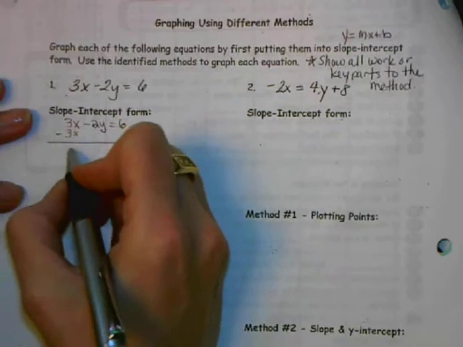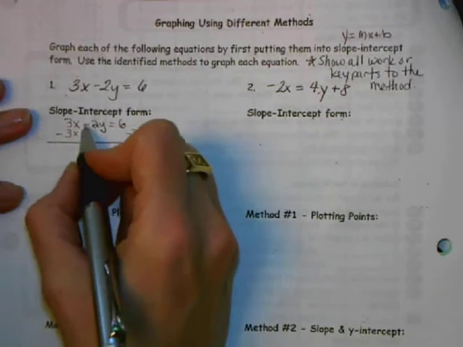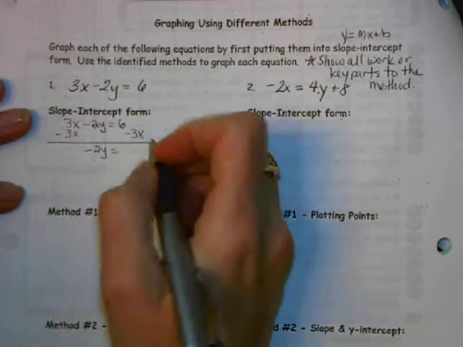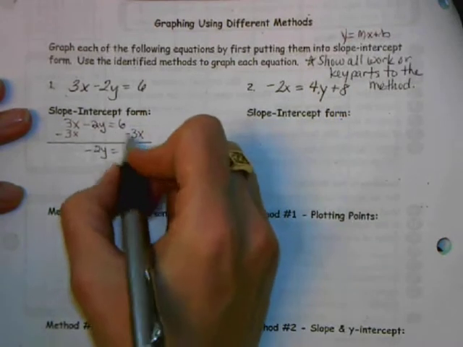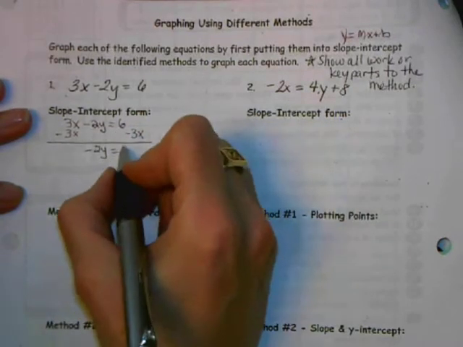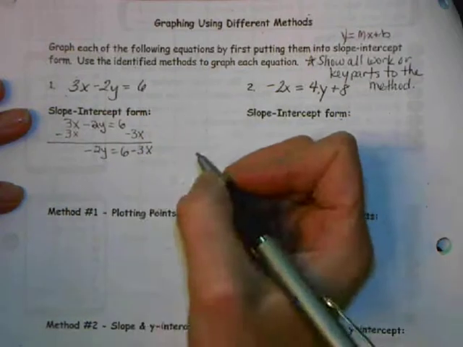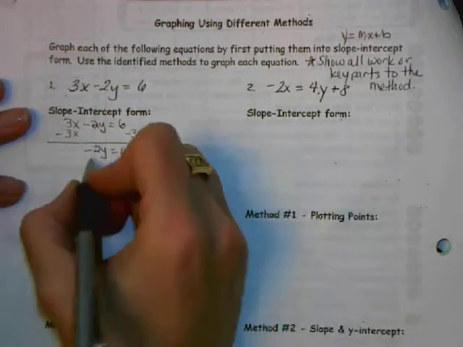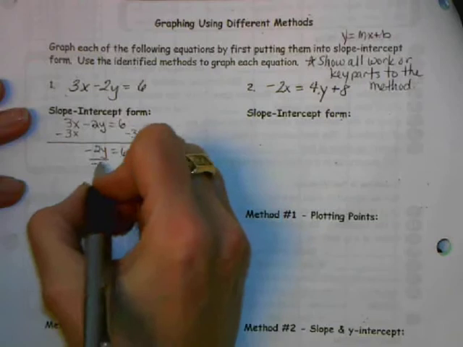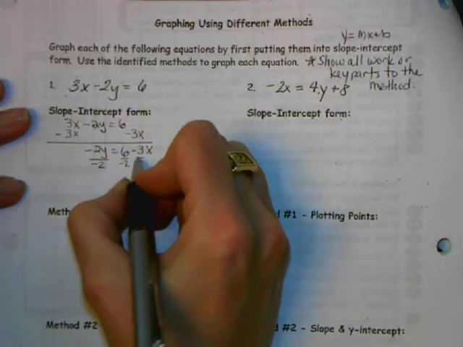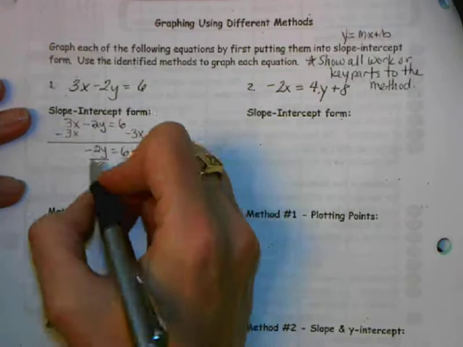3x minus 3x is no more. There's nothing there. I still have this minus 2y. And then here, I can't combine the 6 and the 3. These are unlike terms. So I have 6 minus 3x. Next, to get the y by itself, I'm going to divide everything on the left by negative 2. And to keep my equation balanced, I have to divide everything on the right by negative 2.